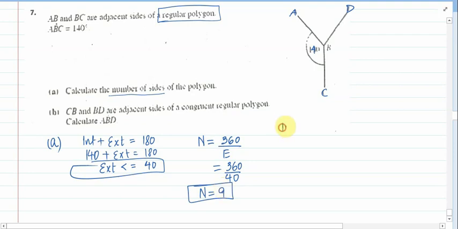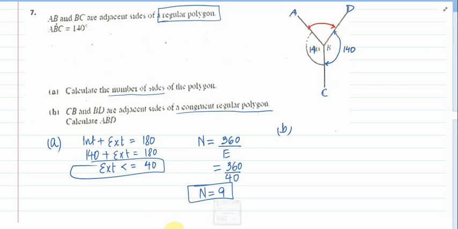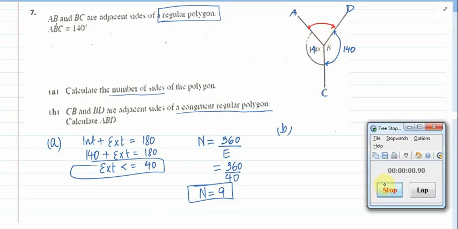For next part B, it says CB and BD are adjacent sides of a congruent regular polygon. Congruent means all sides and angles are the same. Calculate ABD. What you need to find is this angle. And by congruent regular polygon, it means that this angle here is also a 140 angle. You need to find out the red part, and that is an easy question. So 40 seconds is quite enough. So start.